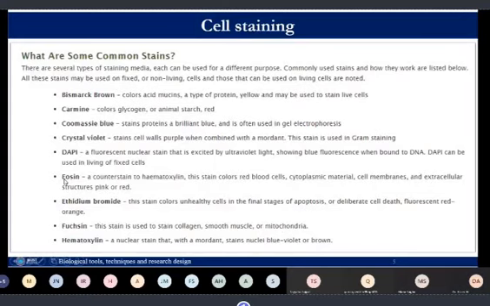Eosin is a counterstain to hematoxylin. This stain colors red blood cells, cytoplasmic material, cell membranes, and extracellular structures, and the color may be pink or red. Ethidium bromide stains unhealthy cells in the final stage of apoptosis, or cells which are near cell death, and it gives a fluorescent red to orange color.